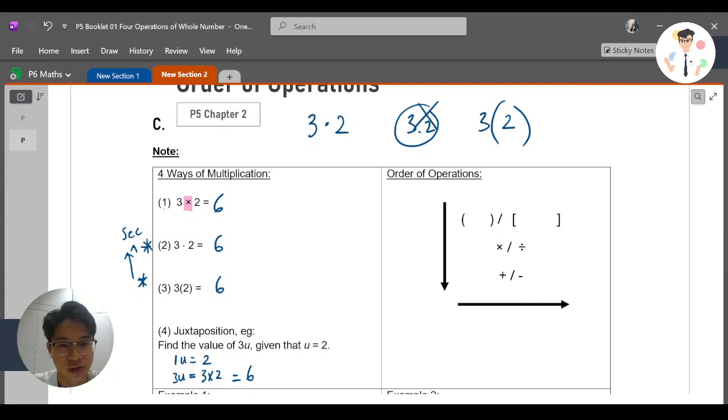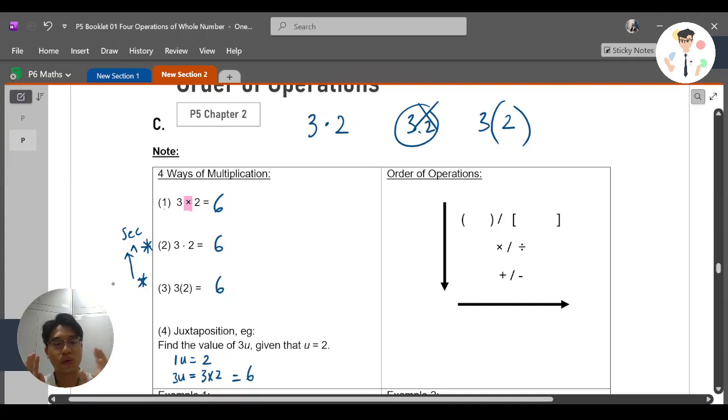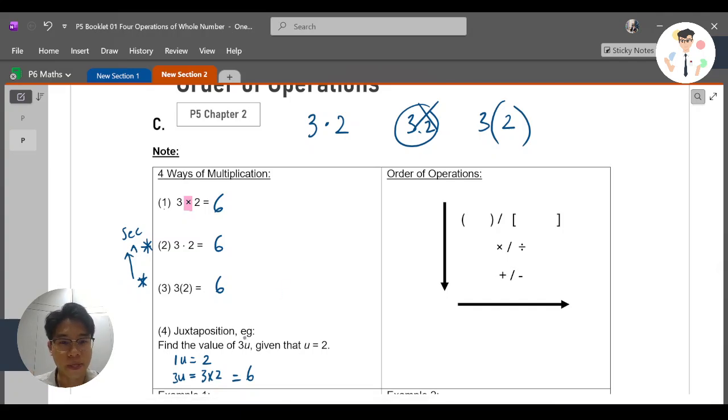That's called juxtaposition. Just to share with you, this will be more on the algebra side, which is in P6. But it's good to know some of these things. This is very common in units. Sometimes we like to do something like, 10 units is equal to 60, 1 unit is equal to 6. That is basically this idea, juxtaposition.